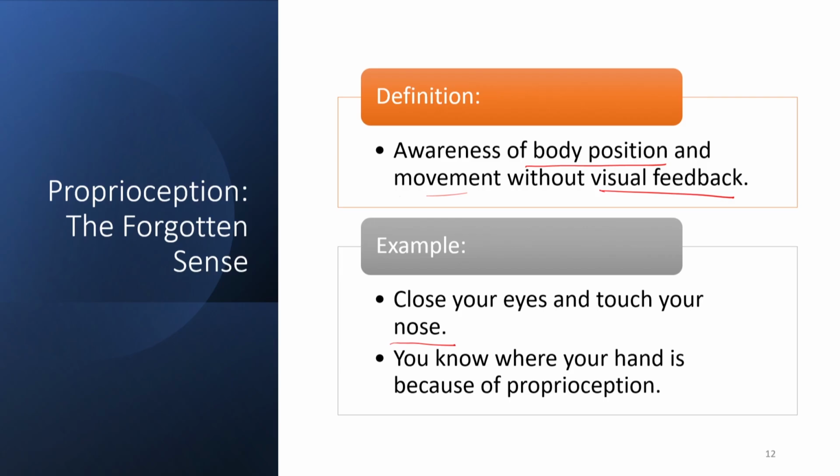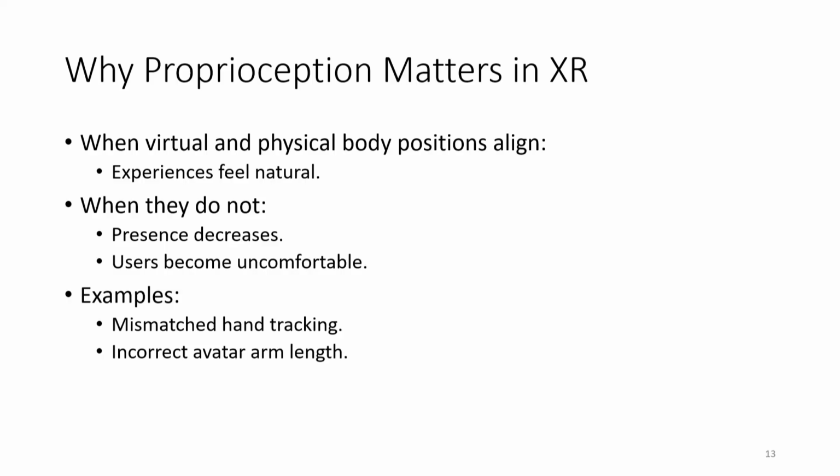So, for instance, when I am speaking to you and underlining things, sometimes I may keep my pen away, and because I know where my hand is, I can take it close to this pen and lift it. So, this sense is typically forgotten, but it matters. It matters a lot in XR, because when physical and virtual body positions align, experiences feel natural. So, if you can get the virtual and the physical body positions to be the same, then you will give the user an experience that he is going to feel is natural.